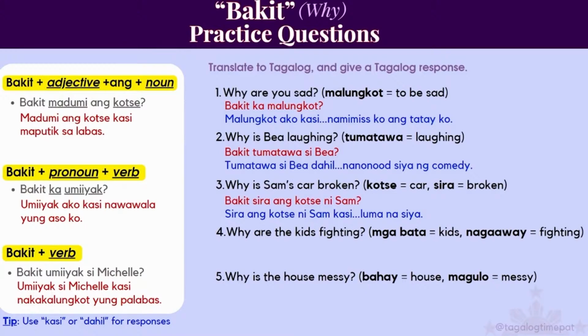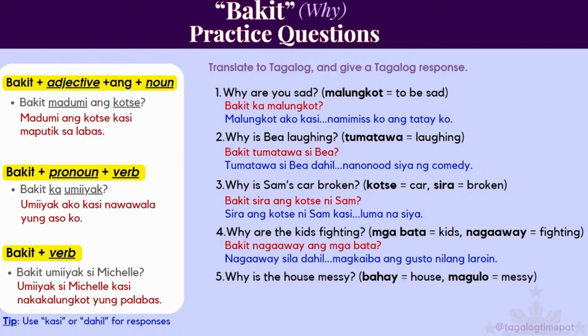Next, why are the kids fighting? Mga bata is kids, nag-aaway is fighting. Bakit nag-aaway ang mga bata? So there's bakit and then there's a verb. So there's rule number 3. Bakit plus a verb. Bakit nag-aaway ang mga bata? Why are the kids fighting? The response, nag-aaway sila dahil magkaiba ang gusto nilang laruin. They want to play with different things.